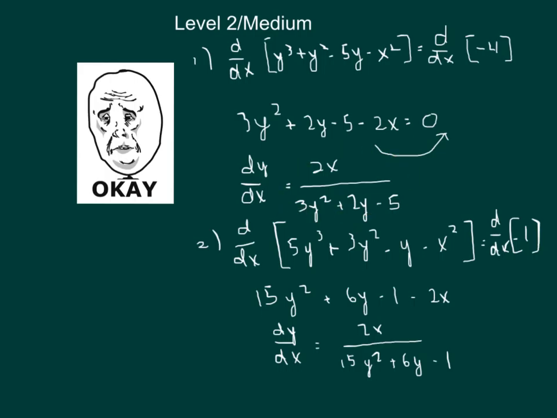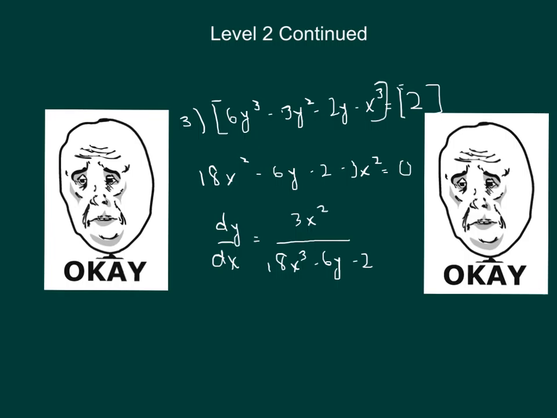Example number 2 is pretty much the same thing. So this is level 2 continued. Pretty much the same thing as the previous two problems that were covered. Set it to 0, move the x over, and then you move what's on the left side over to the right side.